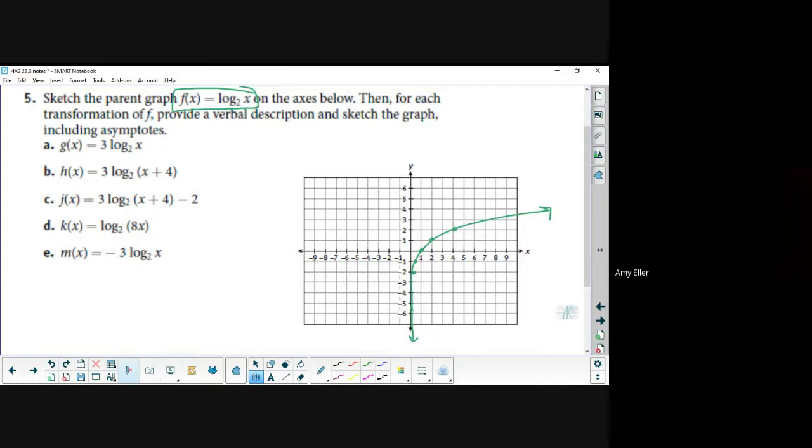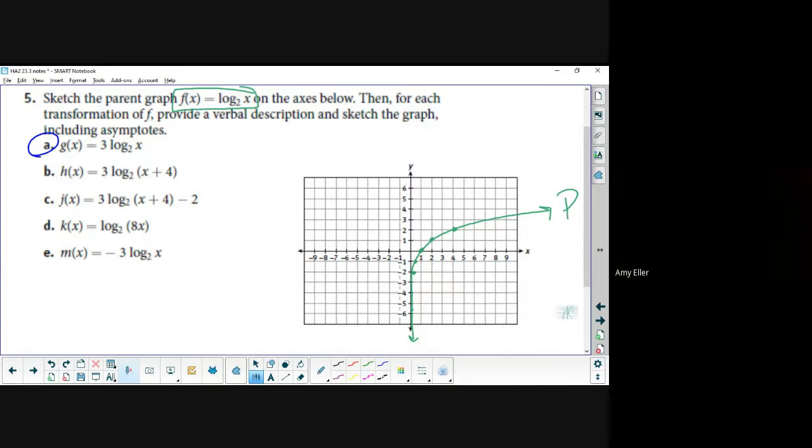I'm going to label it with a capital P for parent function. I would connect it with your arrows. It's going down forever, up forever. Be careful that it doesn't cross the y-axis. We are going to graph this one together.